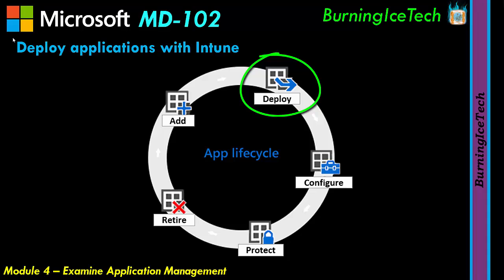Now, looking at the picture again, the second step is to deploy those apps. After you've added the app into Intune, you can then assign it to users and devices that you manage. Intune makes this process obviously very easy, and after the app is deployed, you can monitor the success of the deployment from Intune within the Endpoint Manager Admin Center.